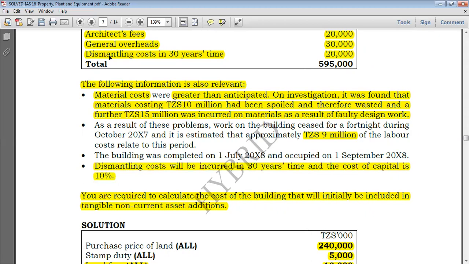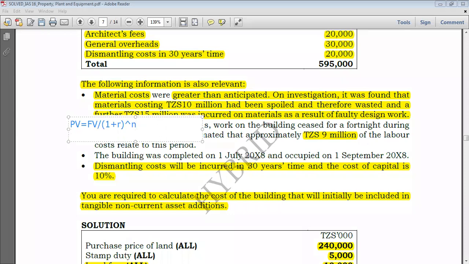All you need to know is how to compute the present value. I think you all know how to compute the present value, and for those who do not, I would like to show it. Present value is given as future value over 1 plus R, which is the discount rate, to the power n. So you'll have an equal sign, you'll have the future value, which is 20,000. You divide by, you open brackets, 1 plus 10%, which is 0.1. You close the brackets and you say power n, which is 30, and you have your present value.